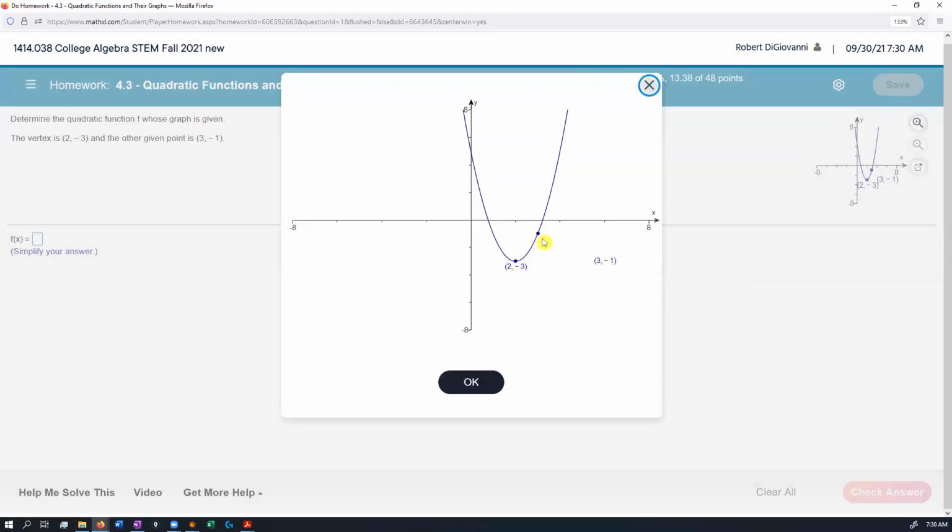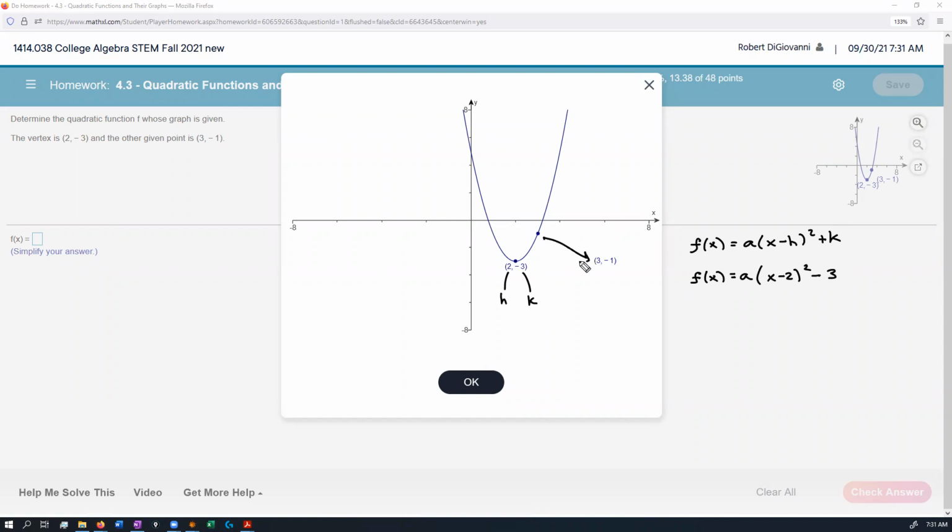We have a vertex and a point. So this is the exact same thing, but I'll run through it one more time. We know that the function must look like f of x equals a times (x minus h) squared plus k. I know that h is 2 and k is -3. So that tells me this has to look like a times (x minus 2) squared plus k, but k is -3. So that's what I know so far.